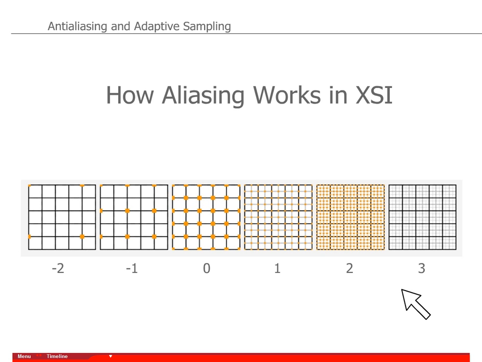In this case, if we set the value to -2, it means that only one sample is going to be taken for every 16 pixels. So you can assume that for this particular setting, it's going to be very fast because it's skipping actual pixels. But obviously the actual quality is going to be very poor.